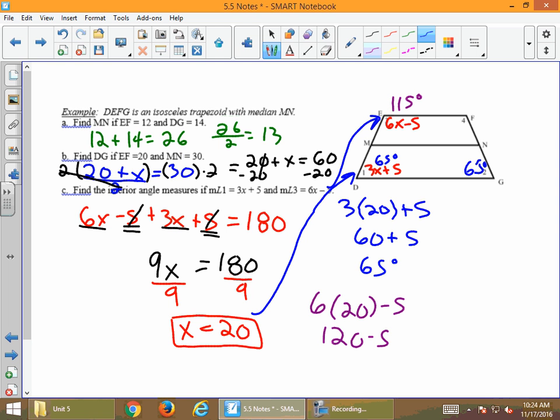So this is the one where the opposite sides are not congruent. They're actually going to be supplementary. So this is also 115 up there as well. These are both base angles, congruent. Questions on that one? It's a good one.